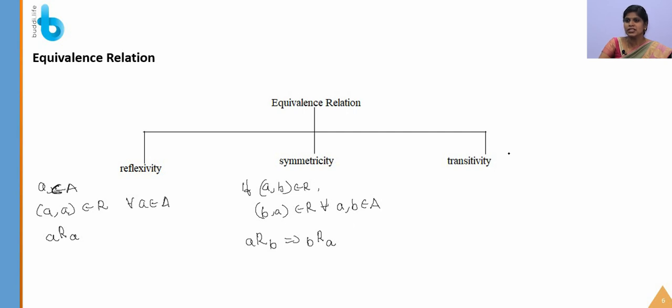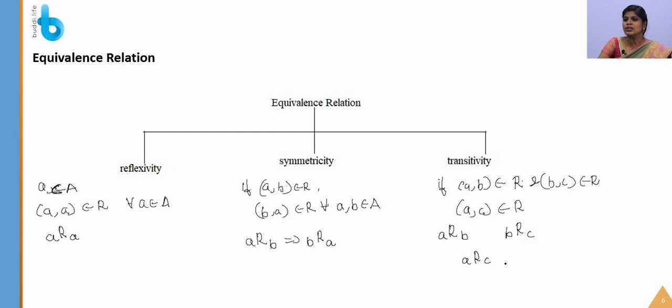Then we will see transitivity. If (a, b) belongs to R and (b, c) also belongs to R, then (a, c) should definitely belong to R. That is, you can also write, if a is related to b and b is related to c, then a should be related to c. Then you can say that the relation satisfies the transitivity condition.